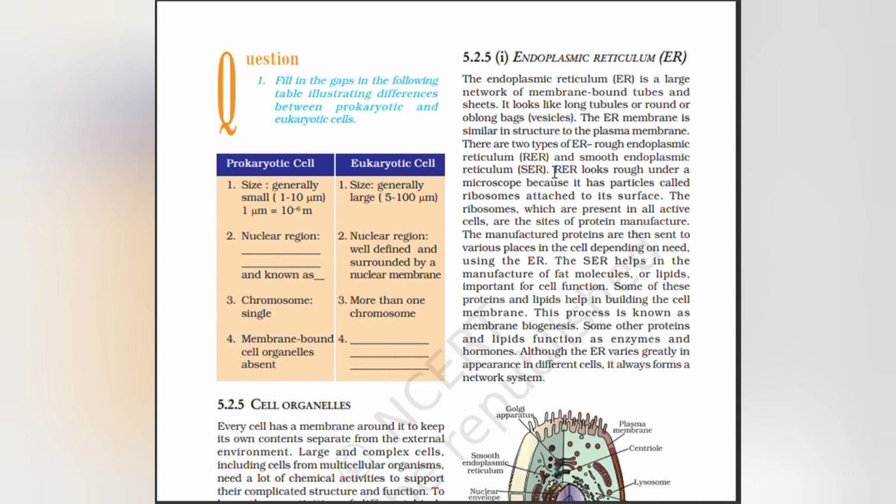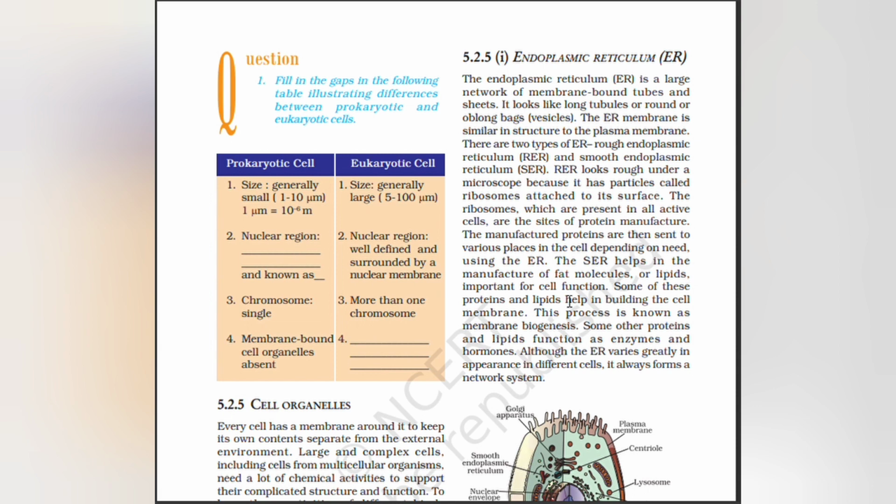RER looks rough under a microscope because it has particles called ribosomes attached to the surface. The ribosomes, which are present in all active cells, are the sites of protein manufacture. Manufactured proteins are then sent to various places in the cell depending on need using the ER. The SER helps in the manufacture of fat molecules or lipids important for cell function.